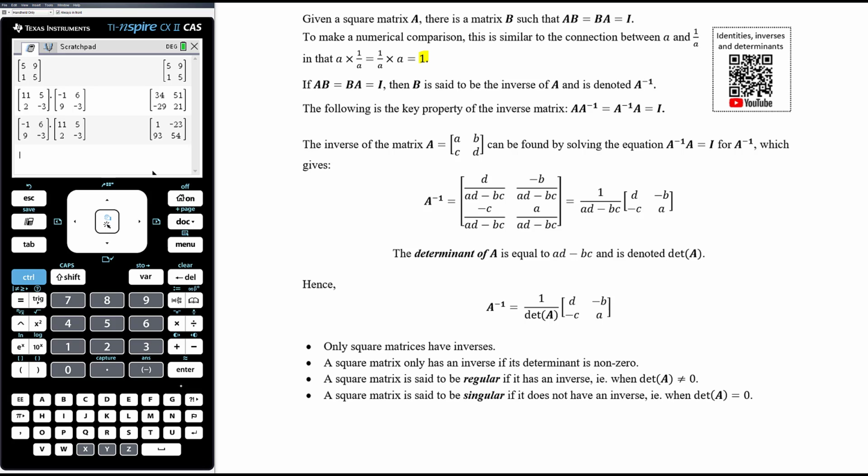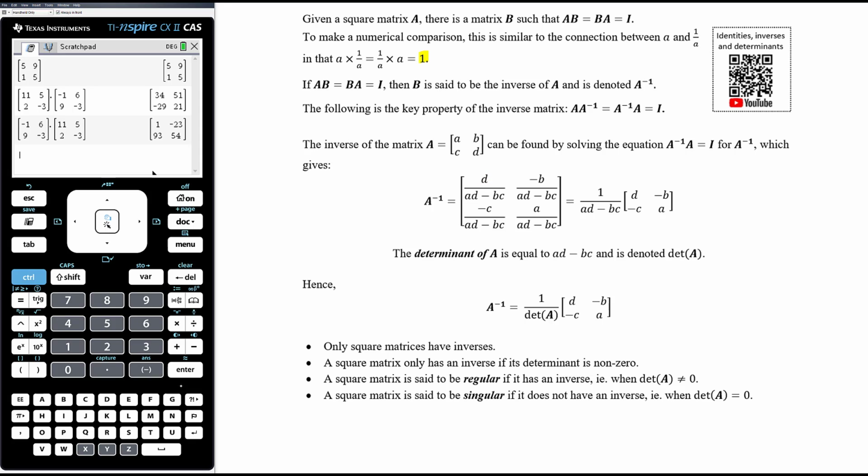So when we do that, we can discover that the inverse of A is going to be this matrix here. Now that looks a bit big and scary, but if we recognise that the denominators are all the same, we can factor that denominator out into a fraction at the front. So it's just 1 over AD minus BC, and then all that we've got left in the matrix is D, negative B, negative C, and A, which is what we've got here.